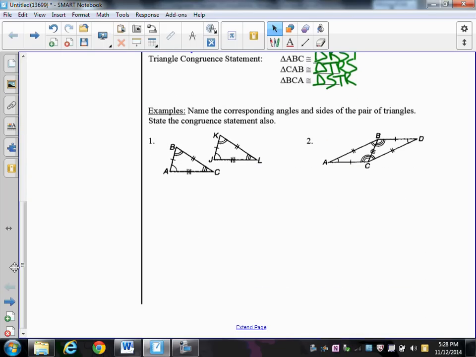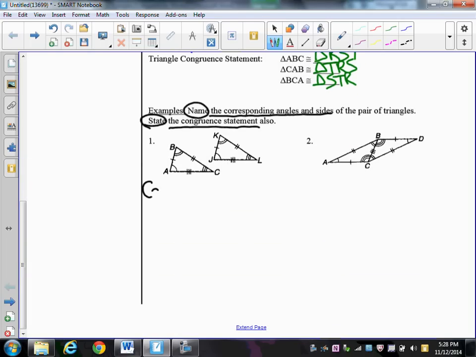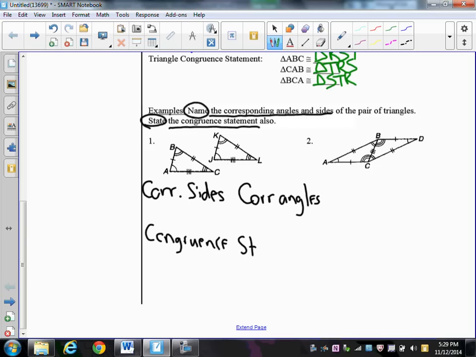So we have a couple examples down here. It says, name the corresponding angles and sides of the pair of triangles. State the congruent statement also. So you want to use the same thing as above. You want the corresponding sides, the corresponding angles, and the congruent statement. So I want you to try numbers 1 and 2.